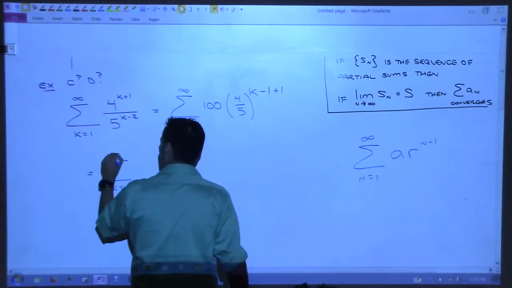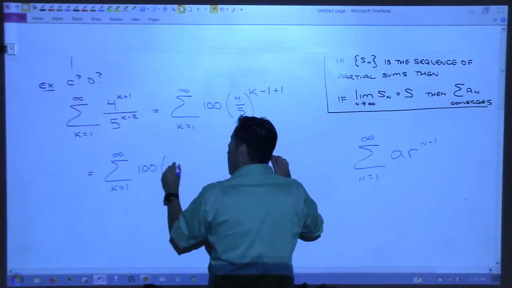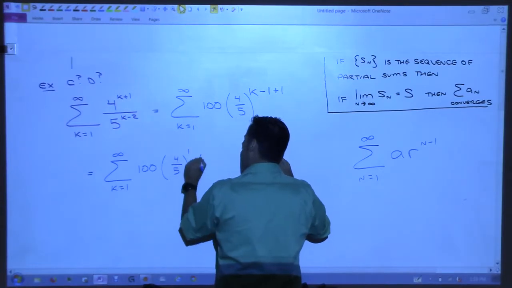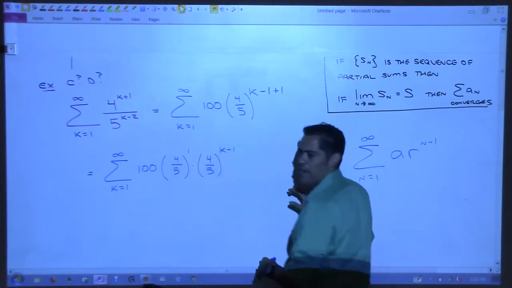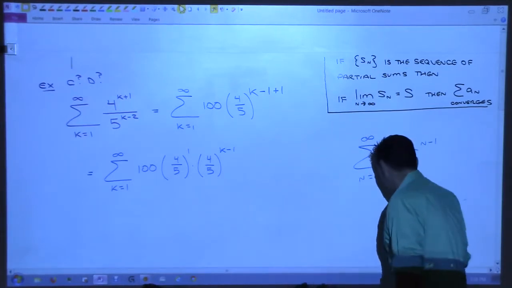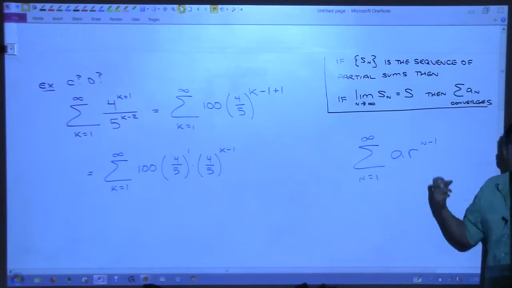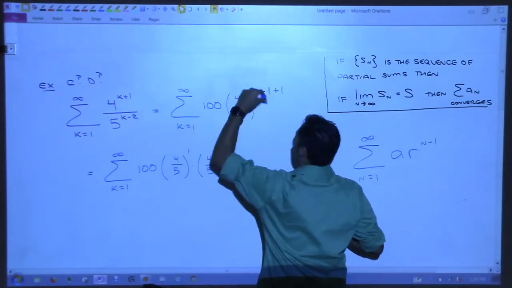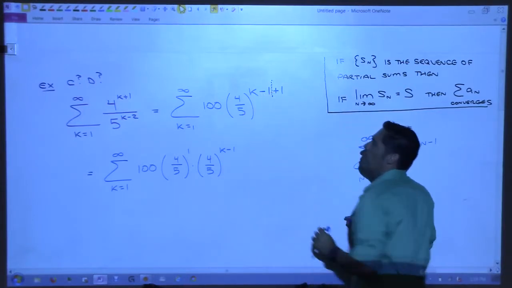And separate it again. So this is 100. Now I'm going to write this 4/5 to the first times 4/5 to the k minus 1. So I'm being clever here. I'm trying to rewrite this so I can get the n minus 1, or in this case k minus 1, in my formula, right? So I write the k wherever, well, I erased it. I tried to write that k as k minus 1 plus 1.